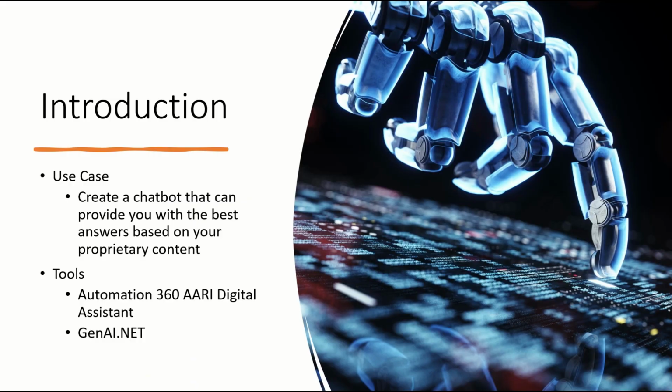Before we dive into the technical details, let's understand the use case. Imagine you have a vast repository of PDF documents and you want a chatbot that can instantly provide you with the most relevant information from those documents. That's where our information retrieval pipeline comes into play. To achieve this, we'll be using two powerful tools, Automation 360 RE Digital Assistant for human bot collaboration and GenAI.net for generative AI and information retrieval pipeline.